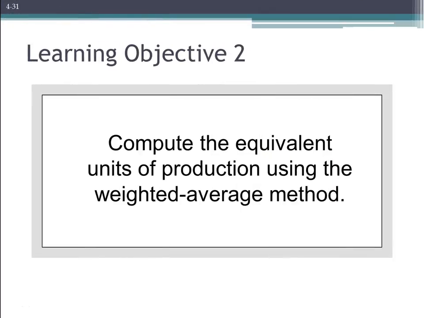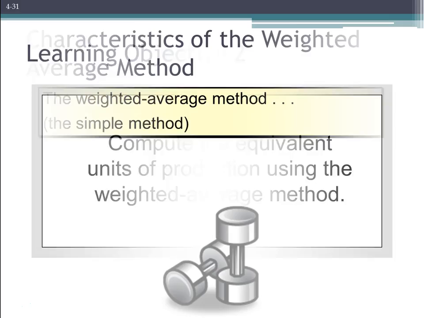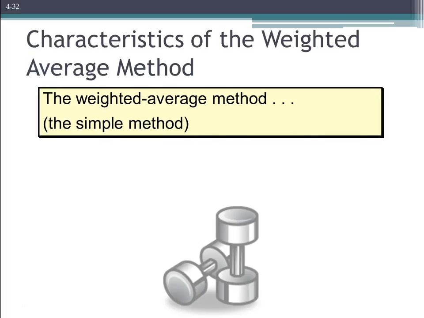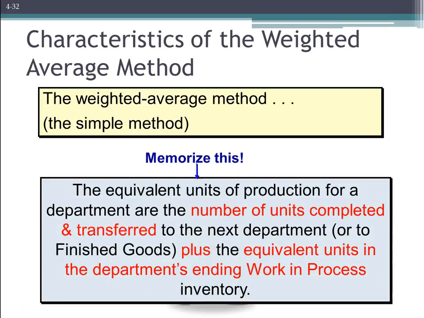So, how to compute the equivalent units of production using the weighted average method. Let's jump right into that. Fortunately for us, the weighted average method is the simple method of calculating things. And this is the thing to memorize here, and will likely be the source of much frustration for you during the homework and exam, so commit this to memory and it should help.